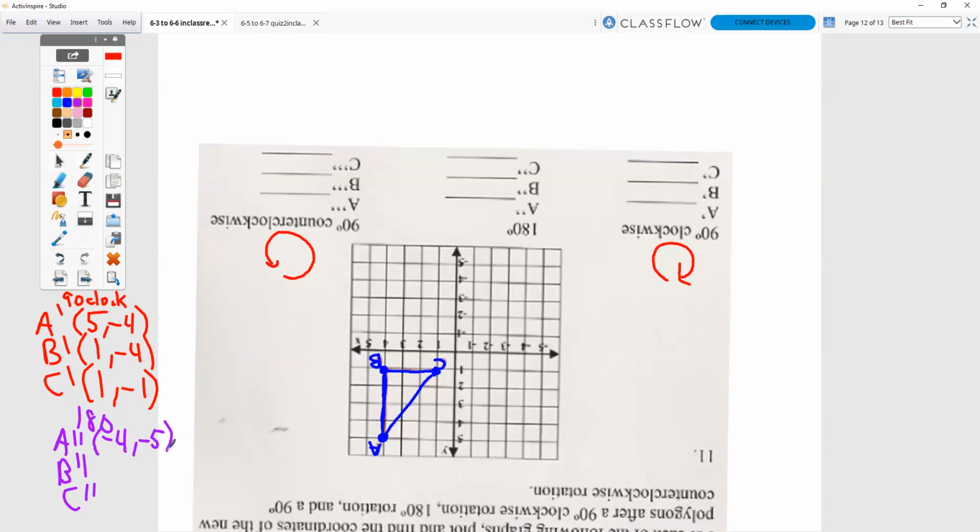B looks like it's over to 4 and down to 1. But it's not down to 1 and it's not over to 4. It's over to -4 because it's to the left and down to -1 because it's going down. C double prime, -1, -1, over to -1 because that's to the left, down to -1 because it's going down.